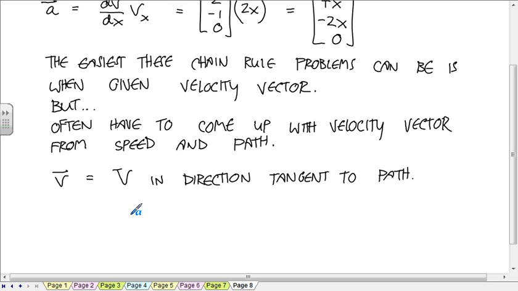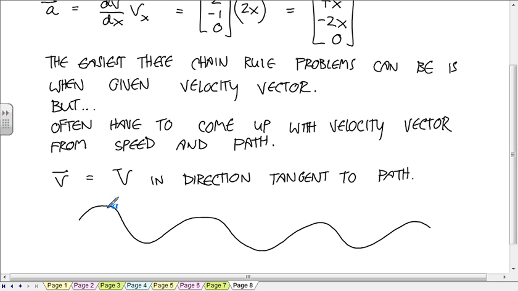So for example, if you had an object moving through a path like this, at this point, and say it's going this direction along the path, at this point the velocity is in this direction. At this point, the velocity is in this direction, okay? It's always tangent to that path.